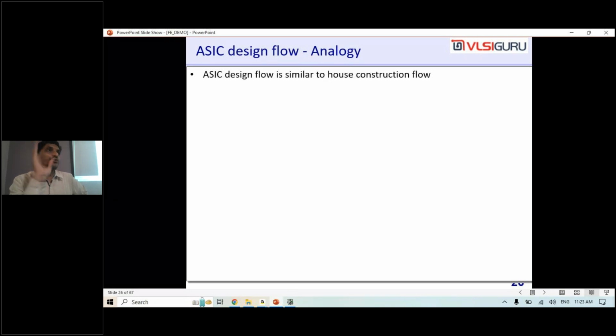What will be the first thing you do? When I want to construct a house, a big house, for a small room, fine. For a big house, what will be the first thing you will do? Cost estimation. Before that, what do you do? Foundation. Before that, planning. Before that, before planning, what do you do?